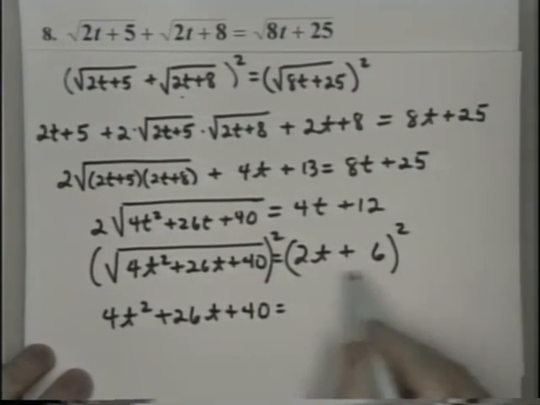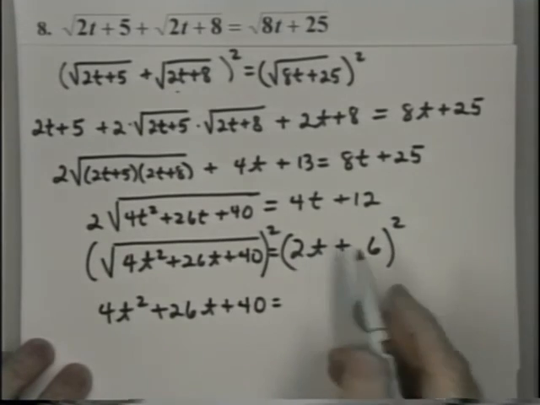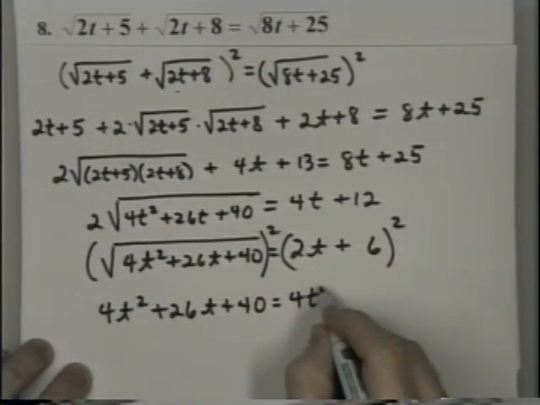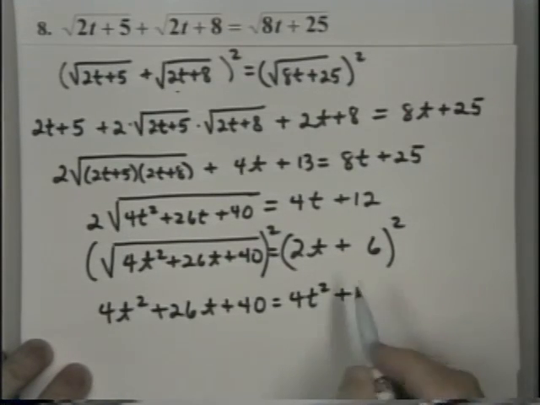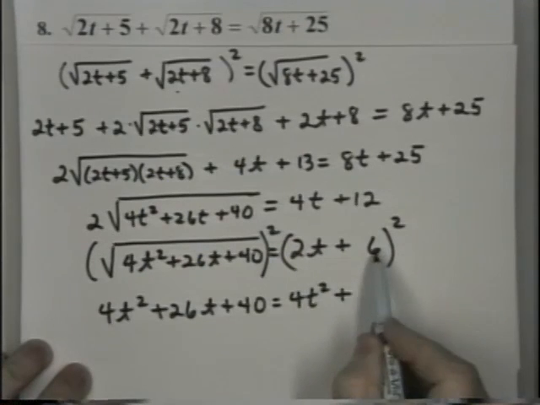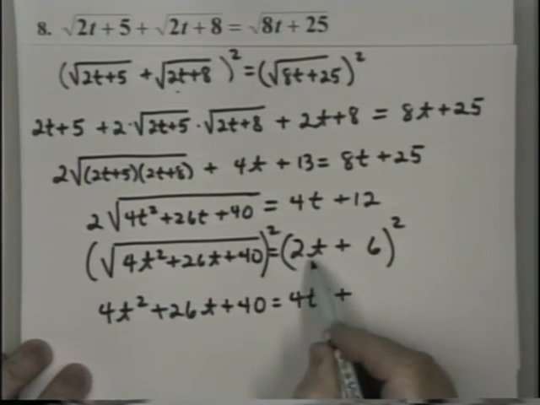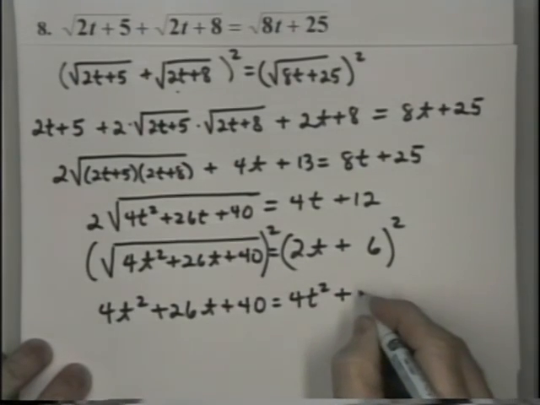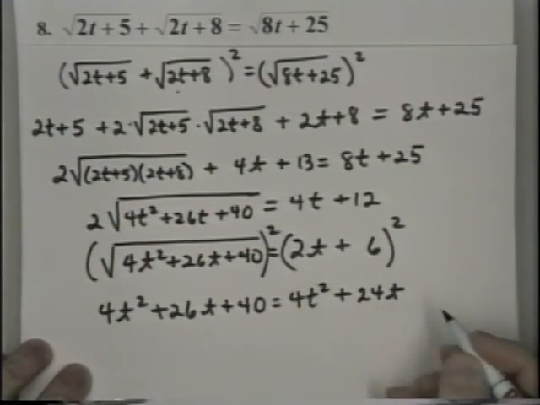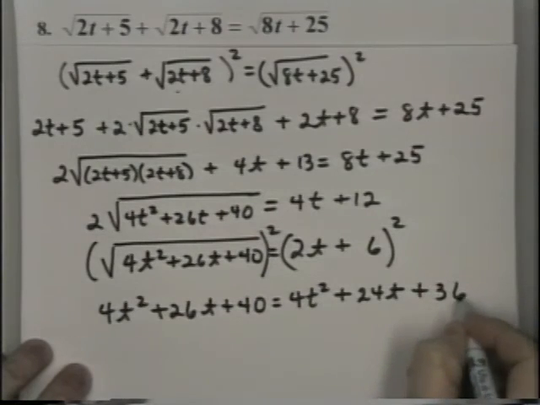Square this binomial, again, you square the first one, then it's plus, it's that sign, plus twice the product. So you can just do it this way. Multiply those two together in your head. That's 12t, and double it, which is 24t, plus 36.